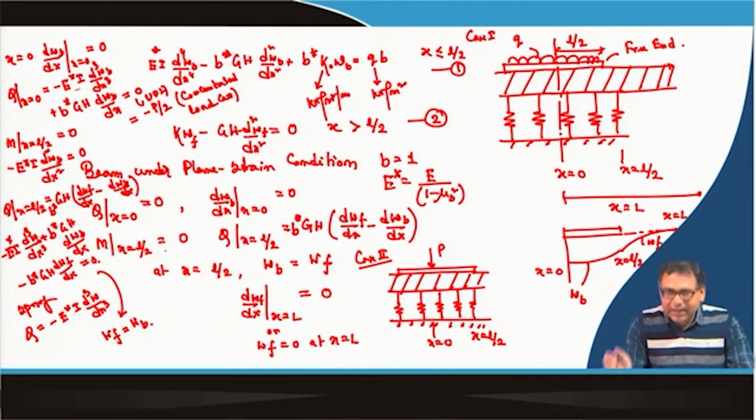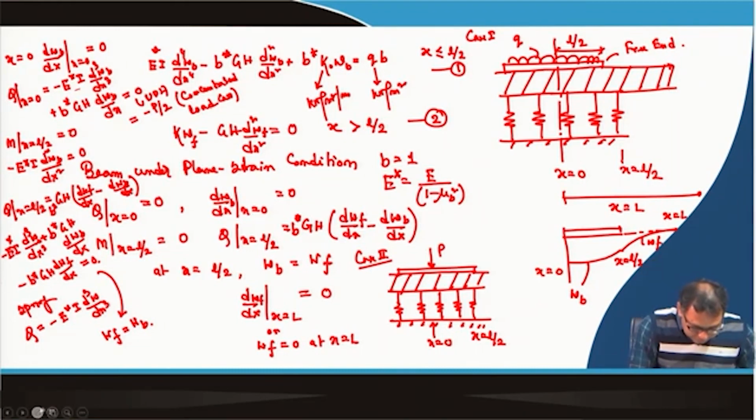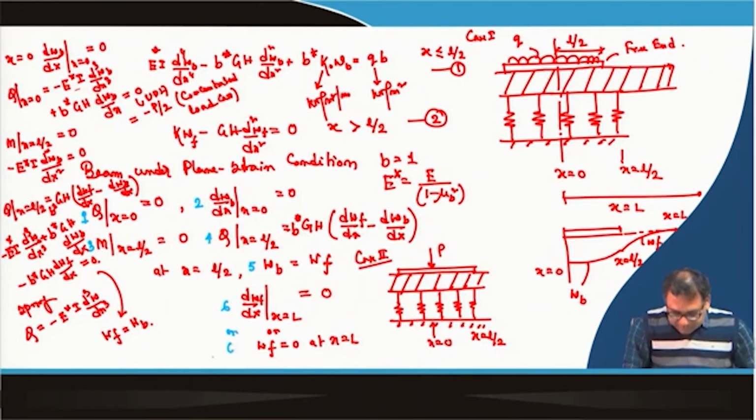Bending moment at the end is 0, here also the bending moment at the end is 0, and the shear force at the end we can express in this form, here also we can express in this form. Only the difference is at the center. In case of UDL the shear force is 0, but in case of concentrated load the shear force is not 0. So, I can write the boundary conditions. This is the first boundary condition, this is second, third, fourth, fifth, and this is the sixth.